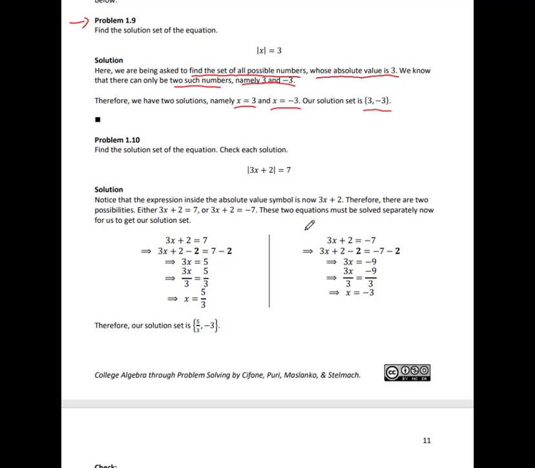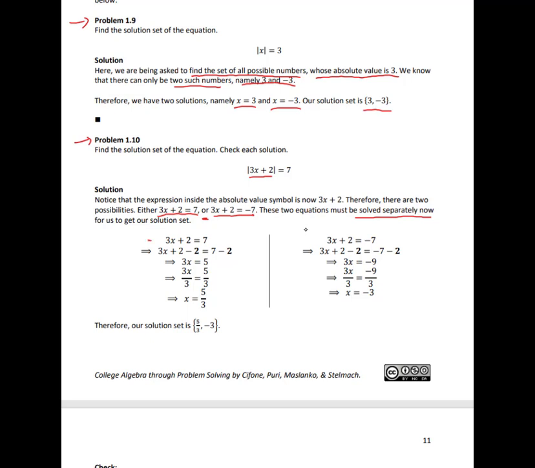Now problem 1.10 is a little bit more involved. Let's take a look. Find the solution set of the equation and then check your solution. So we're given the absolute value of 3x plus 2 equals 7. Notice that the expression inside the absolute value symbol is now 3x plus 2. Therefore, there are two possibilities. Either we have 3x plus 2 equals 7 or 3x plus 2 equals negative 7. These two equations must be solved separately to get the solution set.